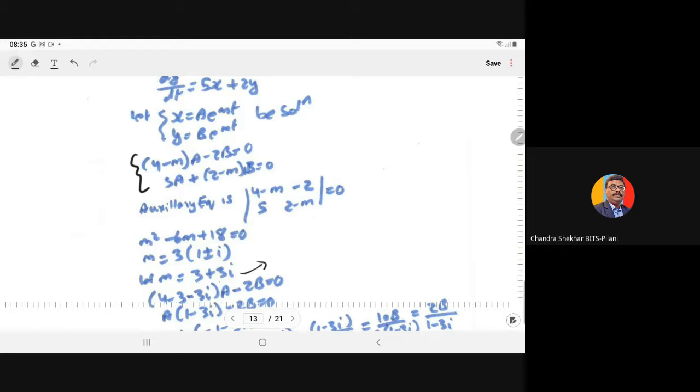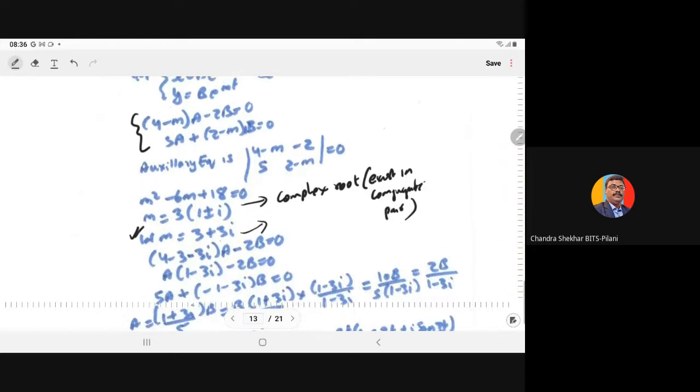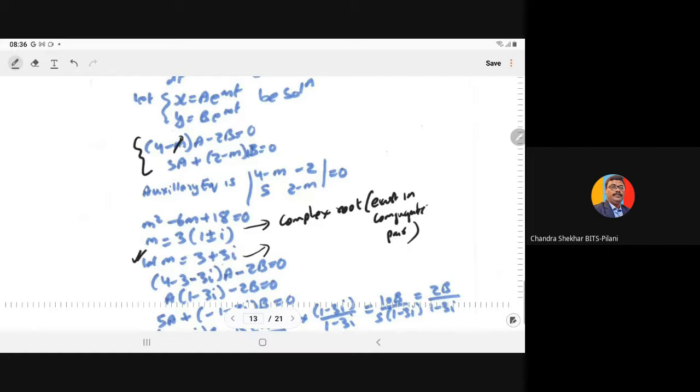So here we have complex roots, and complex roots always exist in conjugate pairs. So we assume we have one root m is equal to 3 plus 3 iota.